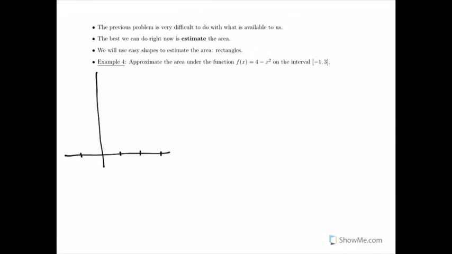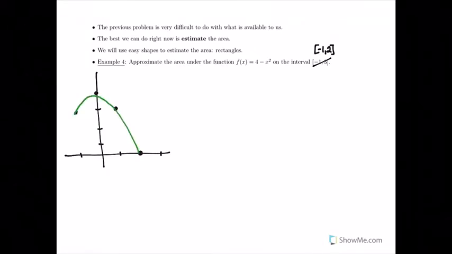So when I do 4 minus -1 squared, that's going to give me a 3. When I plug in 0, that's going to give me 4. When I plug in 1, that's going to give me a 3. When I plug in 2, that's going to give me a 0. And actually, at this point, I just want to go -1 to 2. We're going to deal with stuff below the x-axis in the next example. So this function is just going to be from -1 to 2.